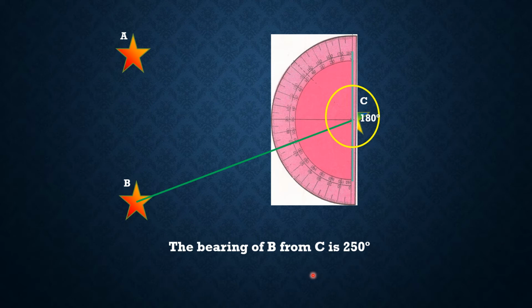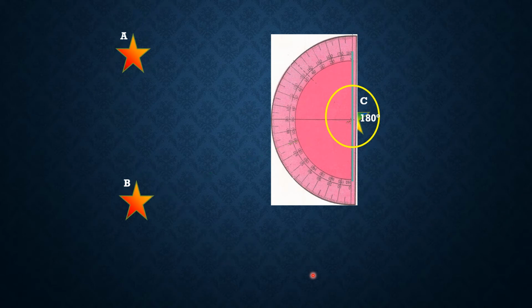So let us now connect our line to point A from point C, because now we want to know the bearing of point A from point C. Again, our interest is just this angle right here, because we know already that between here and here is 180 degrees. We want to know this little angle right here.